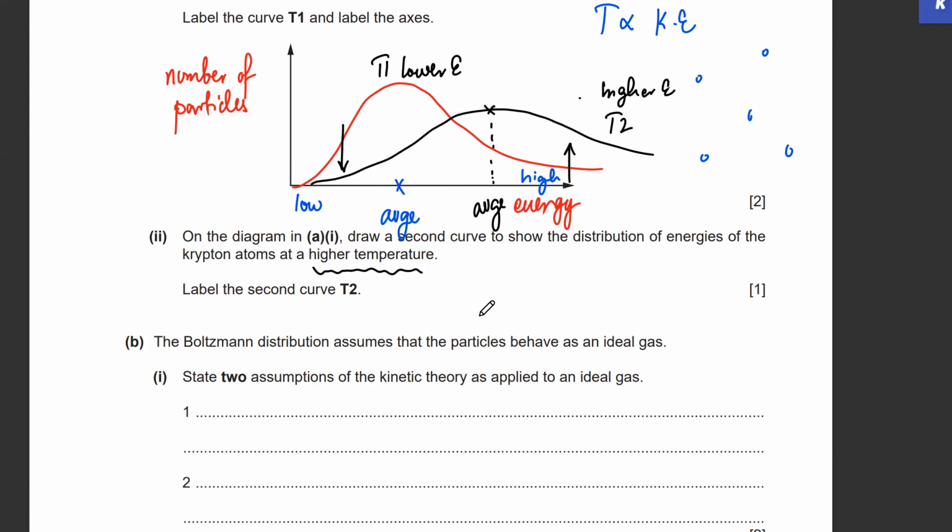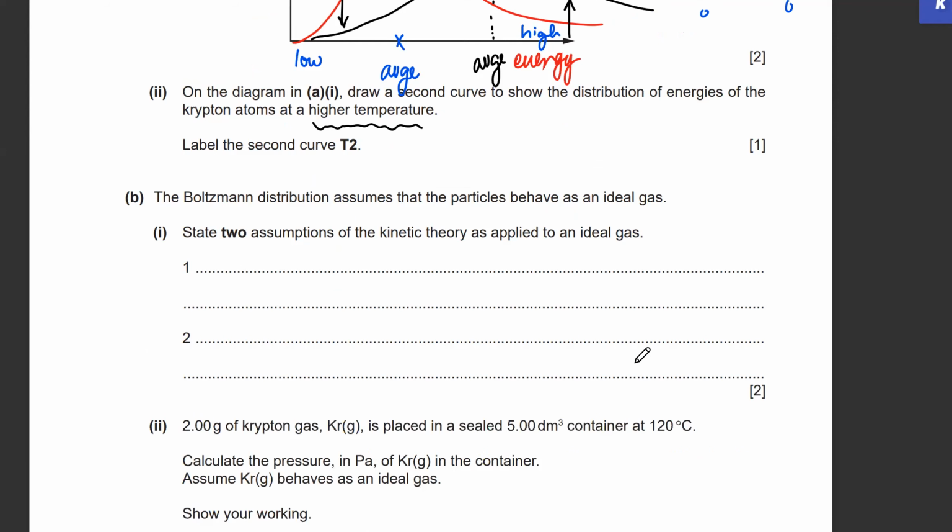The Boltzmann distribution assumes that the particles behave as an ideal gas. State two assumptions of what an ideal gas is. Ideal gas behavior is a model of a gas. When you look at a gas, you see particles that are far apart and randomly moving around. That's your O-level model for a gas: the particles are really far apart, moving randomly and freely in all directions. They don't have a lot of intermolecular forces.